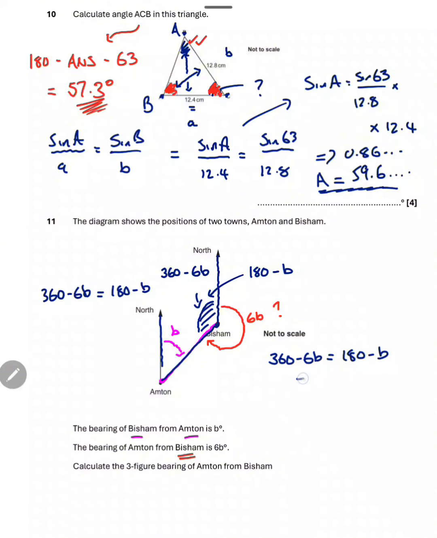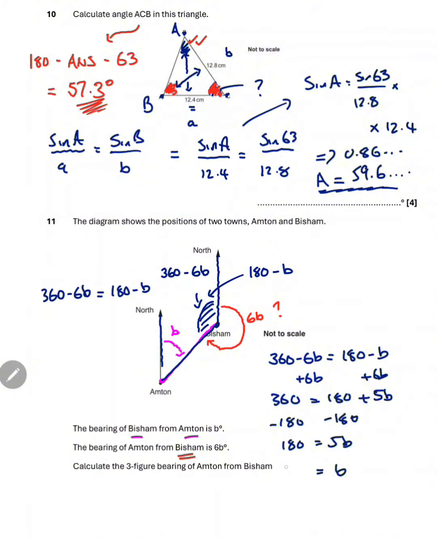Let's solve this by adding 6b to both sides. Get rid of your smallest b's. You're left with 360 equals 180 add 5b. Let's take 180 from both sides, and we get 180 equals 5b. So b must be 180 divided by 5, which is 36 degrees.